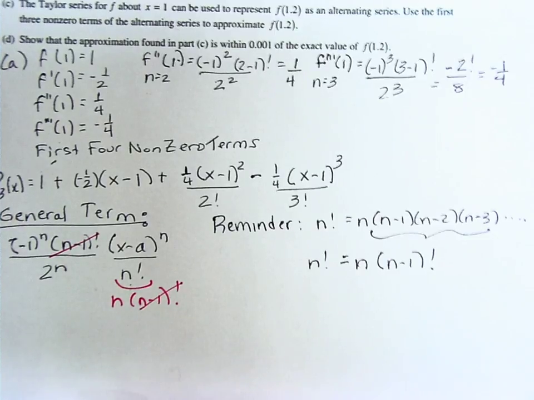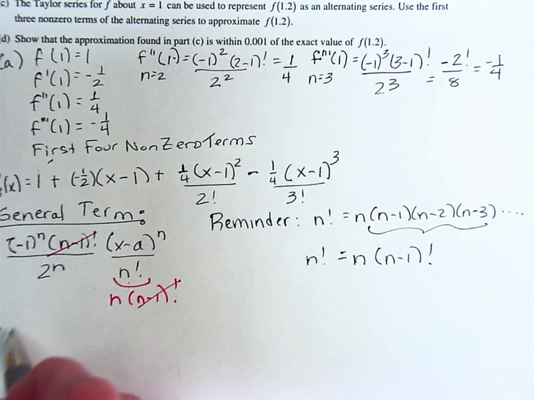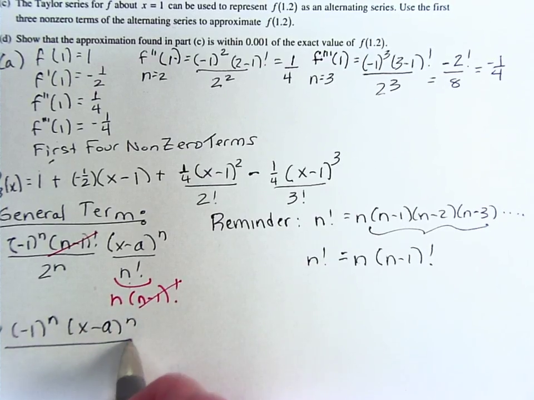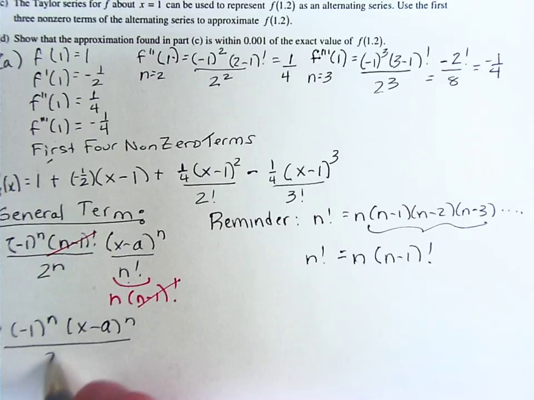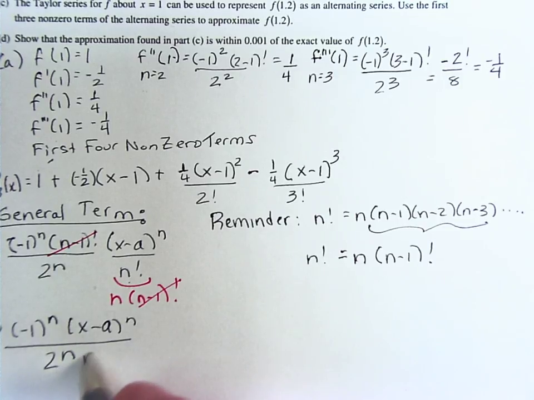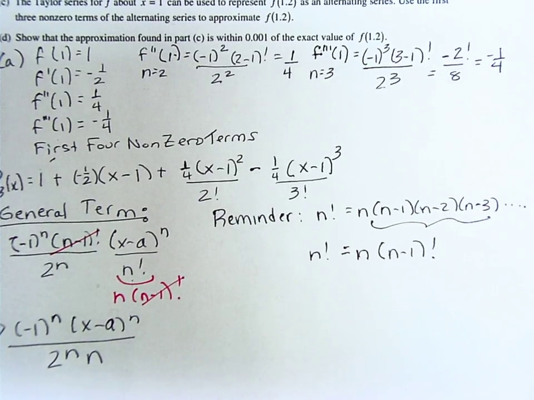So your final full credit answer for the general term would be (minus 1) to the n, (x minus a) to the n, all over 2 to the n, and what is left? Just an n, correct? So that's your final full credit answer for the general term.